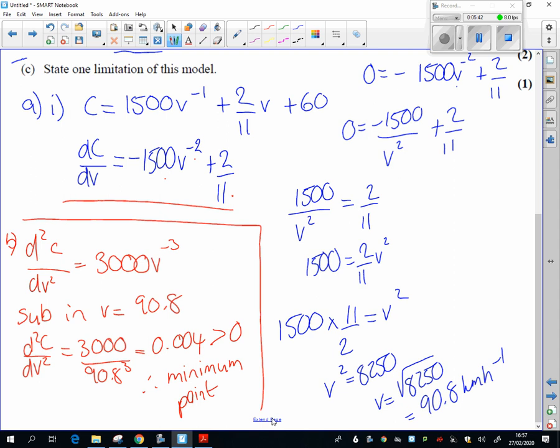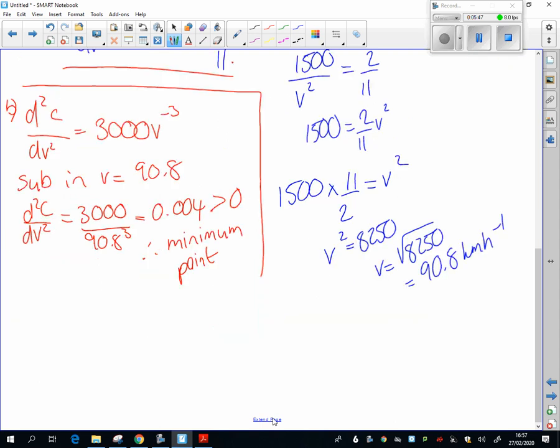Okay, and then part C, state one limitation of this model. For this type of question, obviously you can't really prepare for these because you don't know what type of situation they're going to describe. So you just need to look at what they've told you and think about what doesn't make sense. This model is based on the premise, in the second line of the question, that the lorry is driven at a steady speed. So its speed throughout its entire journey is v kilometers per hour. When you think about it, that is very much not a sensible assumption to make.